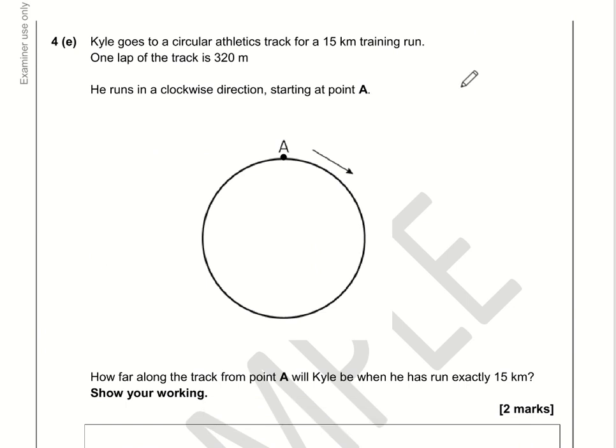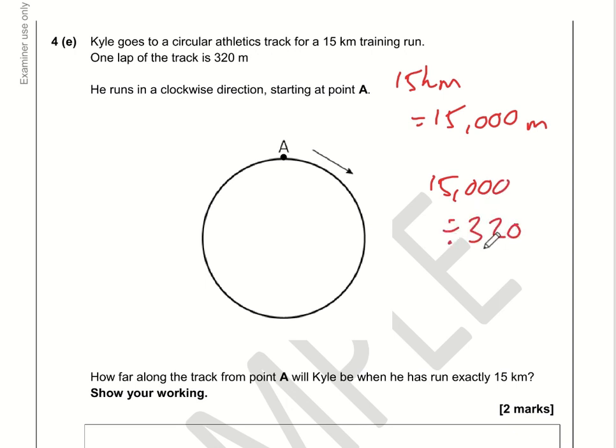Okay, on to part E. So we know one lap is 320 metres, and he's going to go around it quite a few times to do 15k. Now, 15 kilometres, that is 15 times 1,000, so it's 15,000 metres. How many 320s are in 15,000? So 15,000 divided by 320, and that is 46.875. So what this means is he's going to do 46 full laps.